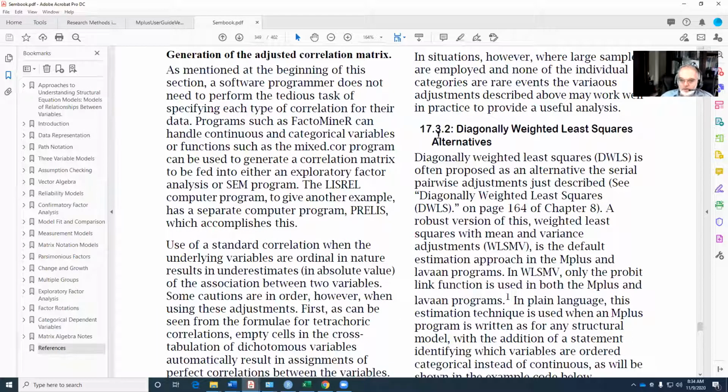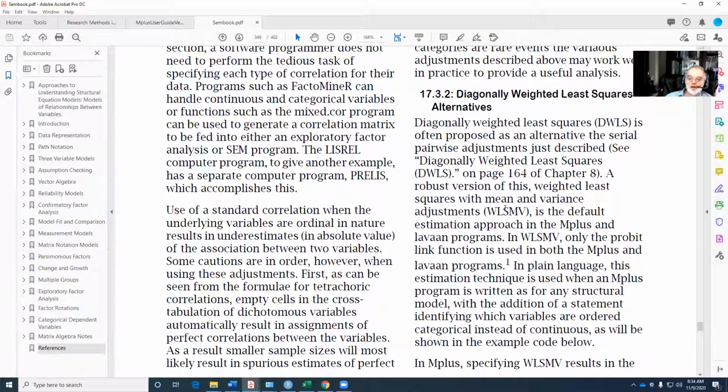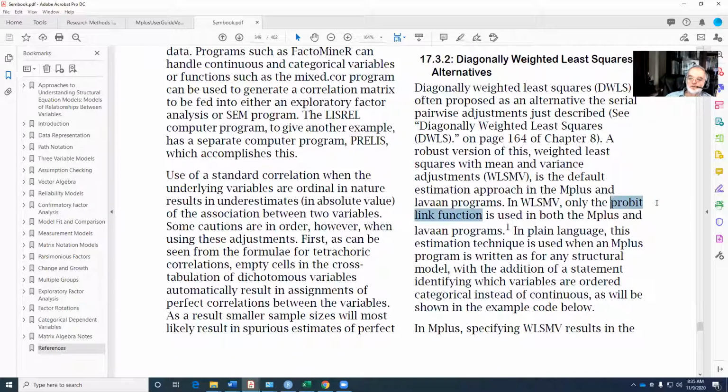So the next thing to talk about is diagonally weighted least squares. We've met this before, back on page 164. And one of the issues with diagonally weighted least squares when you've got categorical data is you need to adjust for the mean and variance of the variables. And that is called WLSMV. As I mentioned, this is the default for Mplus and lavaan. And in WLSMV, you're only dealing with the probit link function.